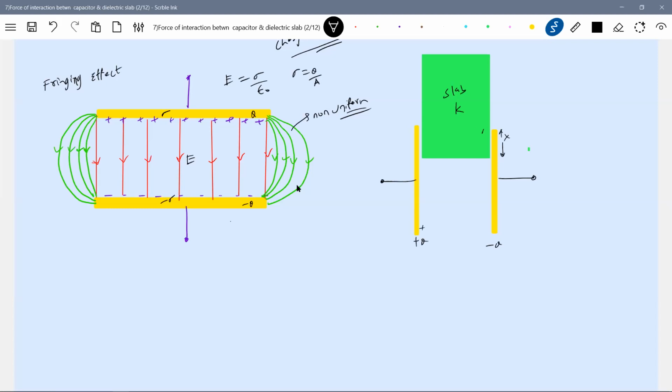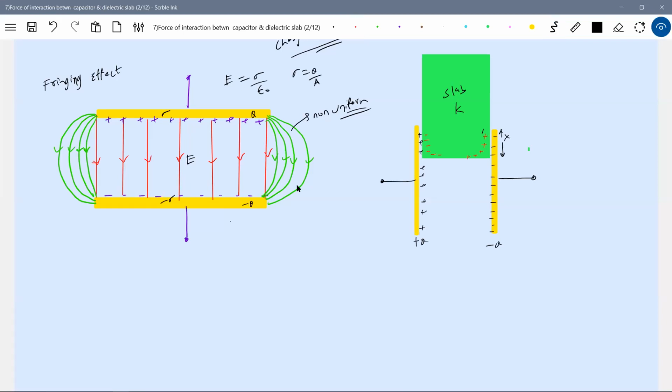And we know positive charge is present here. This is a negative charge. Now this charge on the capacitor is going to induce charge. This positive charge will induce. How will it induce? Will it induce only here? No, it's going to induce in this region. And this negative plate will induce a charge in this way.